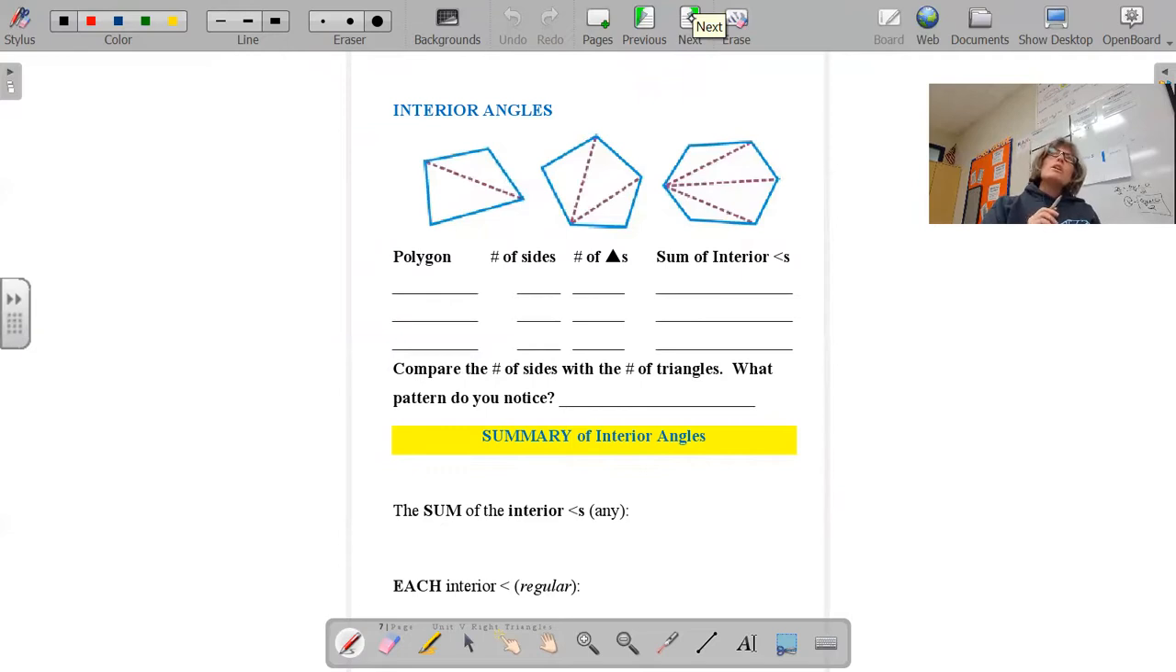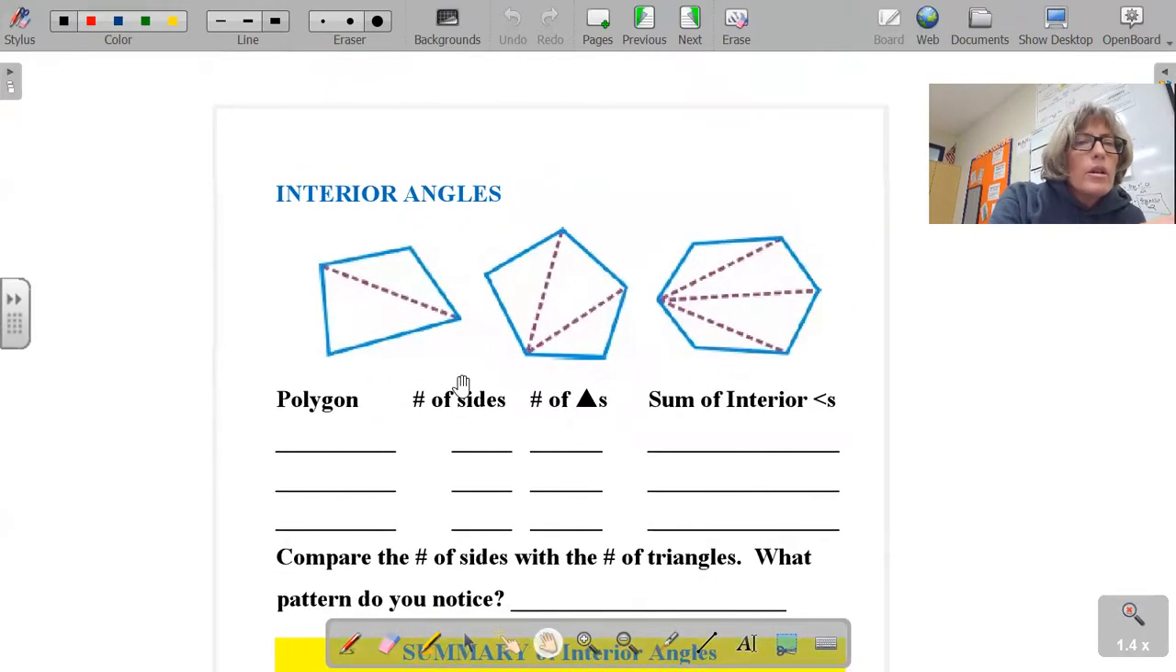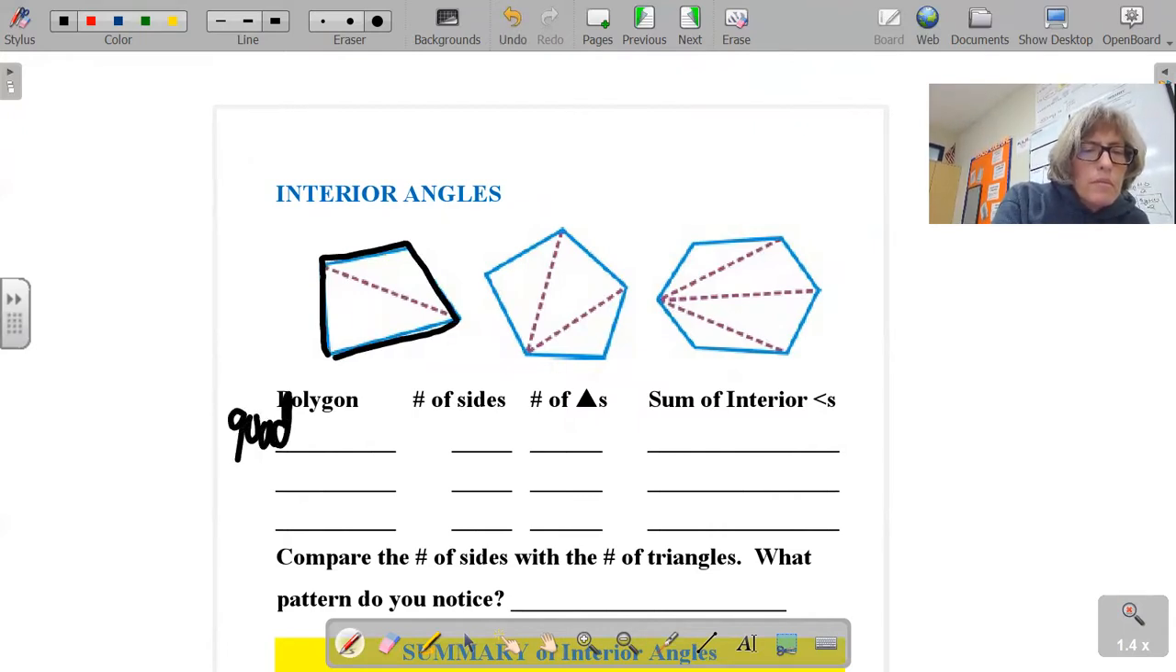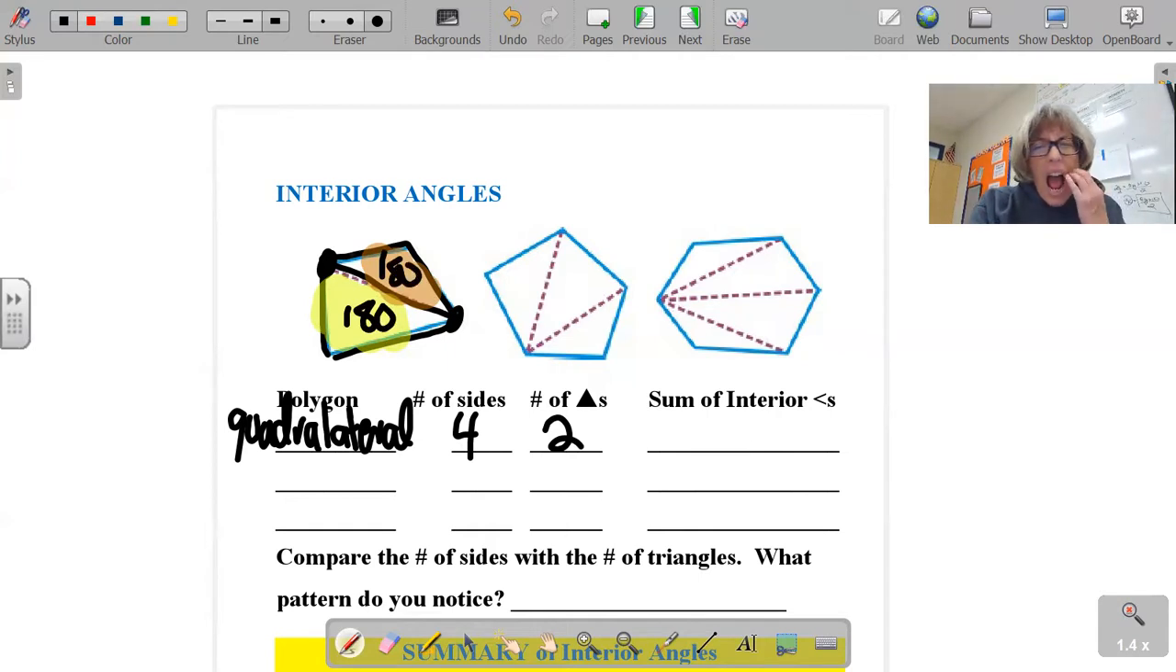We're going to be talking about a very simplistic set of four equations that are related specifically to the angles of polygons. First, we have to check out this pattern here. So in this first one, 1, 2, 3, 4, we have a quadrilateral. It has four sides. When you connect one diagonal to the opposite corner, you end up with two triangles. Each of those triangles is 180 degrees. So the sum of the interior angles is going to be 2 times 180, which is 360.